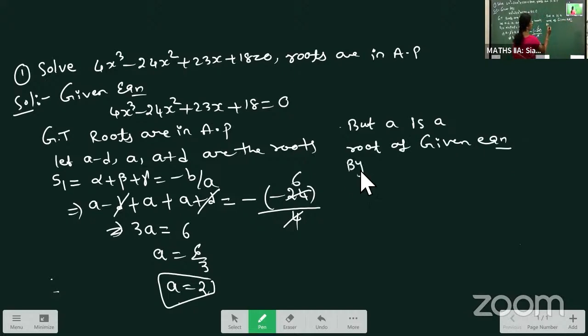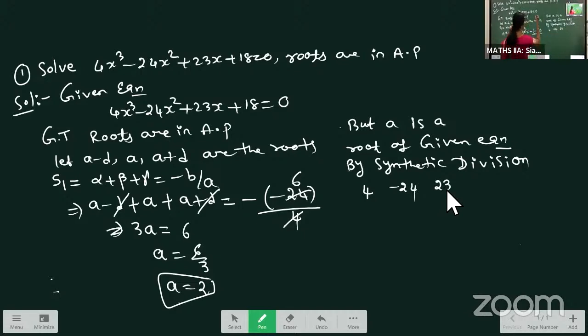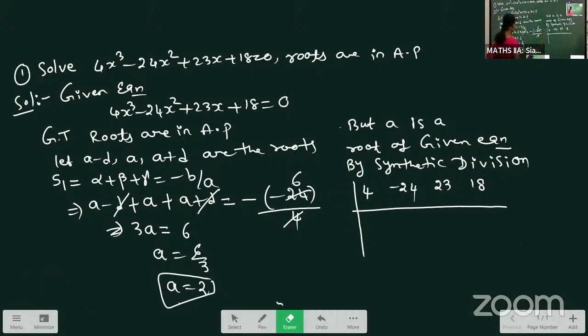By synthetic division, you have to use synthetic division. What is synthetic division? You have to take the coefficients of the given equation in order. So first coefficient is 4. Next it is minus 24. Next plus 23. When it is plus, no need of writing plus. If it is minus, we have to mention. Next 18. Divide with the a value we got, a value is 2. Divide with 2.